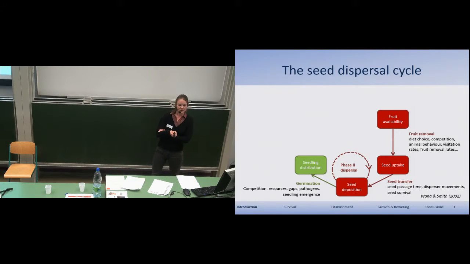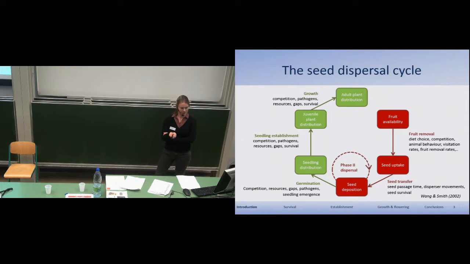Once this process is completed, so we have viable seeds, those seeds can either germinate or die. So it's in the best interest of plants, of course, that they germinate and grow into seedlings. If they survive, they grow into juvenile plants and eventually adult plants. So the circle is complete and they can start flowering and fruiting again to provide next generations.